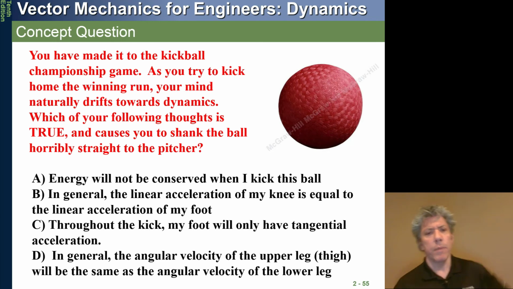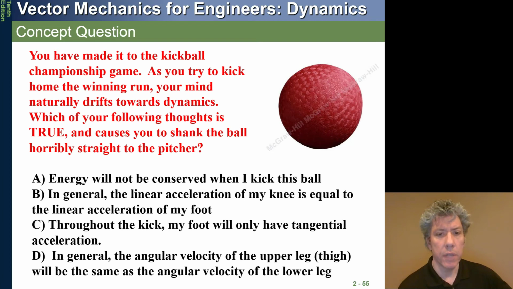B: Let's consider point B. In general, the linear acceleration of my knee is equal to the linear acceleration of my foot. Well, no, that's not true, because your knee is a pivot point. And so the linear acceleration of the knee and the foot are easily different. C: Throughout the kick, my foot will only have tangential acceleration. No, your foot's rotating about your knee again, and so there must be some normal, or at least relative normal acceleration. So C doesn't make sense.